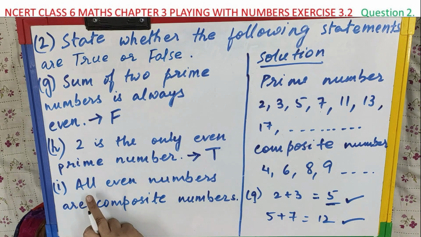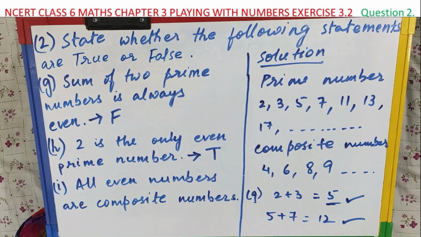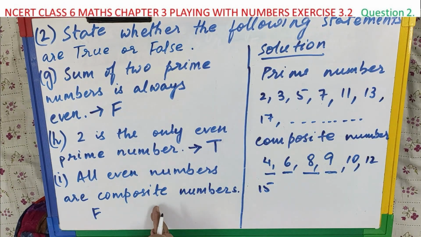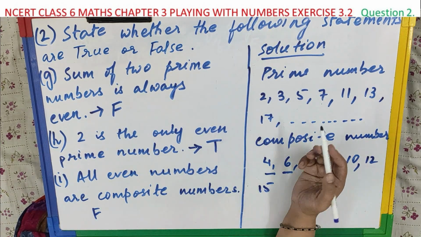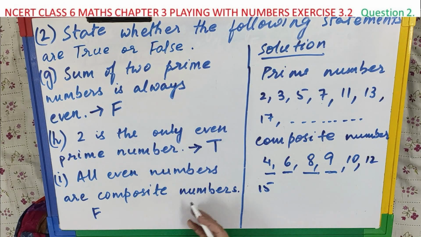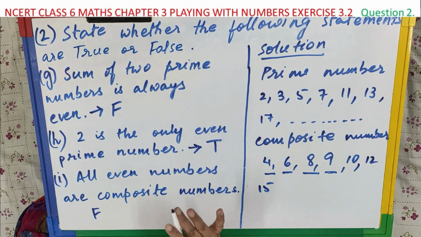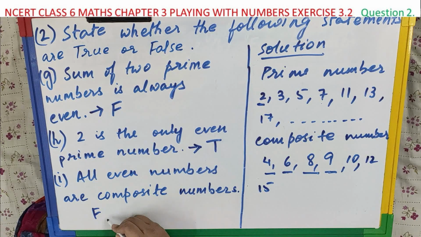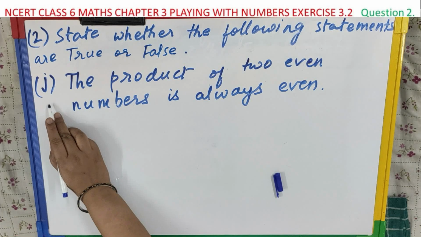Okay, now let us see this question, part I. All even numbers are composite numbers. See, 2 is an even number, but it is not a composite number. It is a prime number. So, are all even numbers composite numbers? No, 2 is an even number, but it is a prime number. It means all even numbers are not composite numbers. One even number is a prime number. So this is a false statement. Understood? Now let us do question part J.